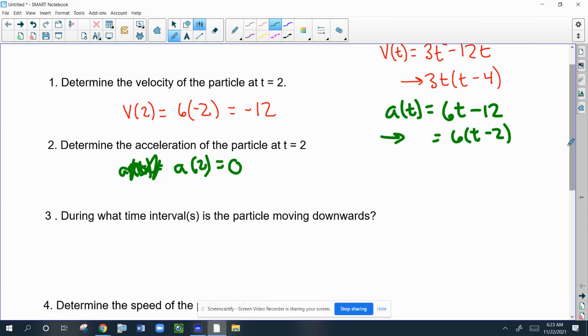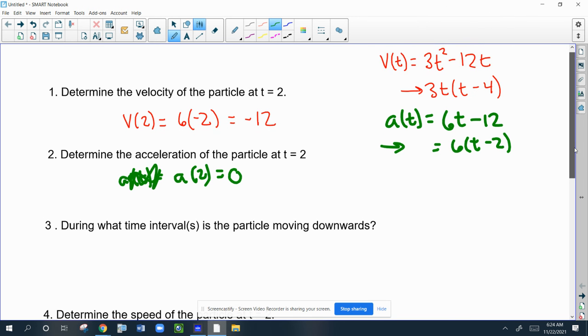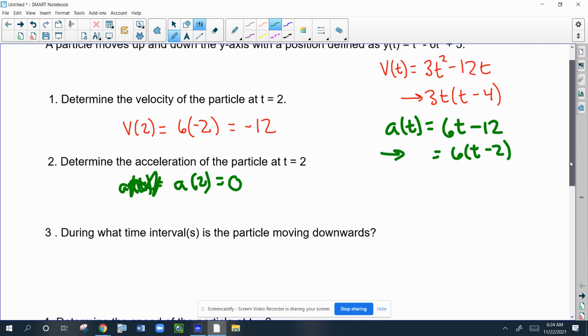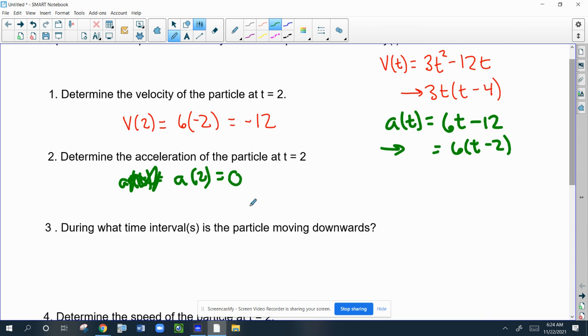During which time intervals is the particle moving downwards? Well, now the direction is only based off velocity. So whenever they ask about direction, if velocity is positive, it's moving in the positive direction, and if velocity is negative, it's moving in the negative direction. So this is asking when this particle is moving downwards. So we're trying to figure out where the velocity is negative, since this particle is moving up and down the y-axis, and downwards would be a negative velocity.